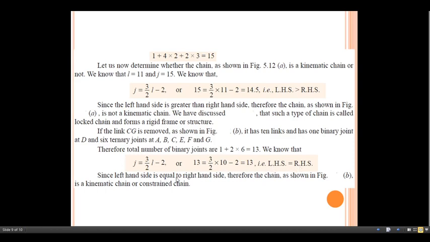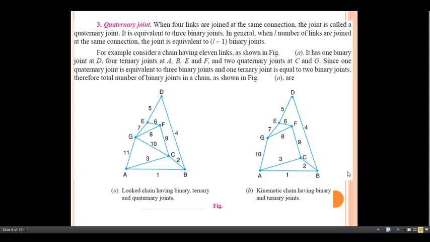Since the left hand side is equal to the right hand side, the chain as shown in figure B is a kinematic chain or constrained chain.